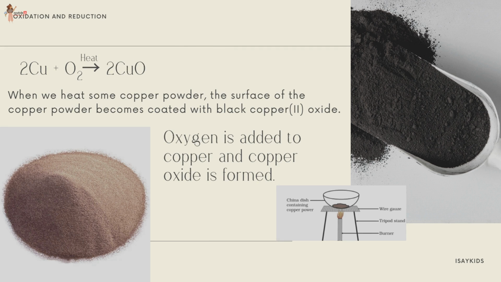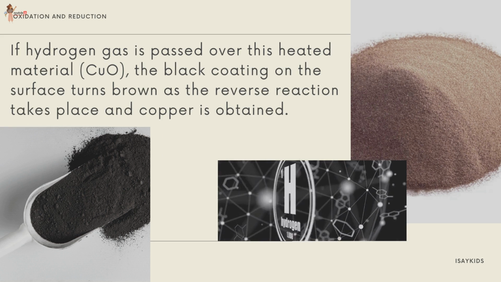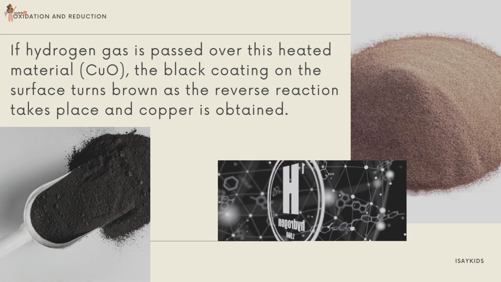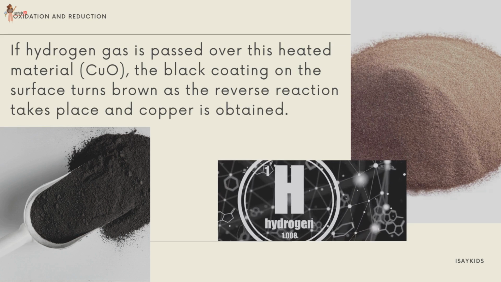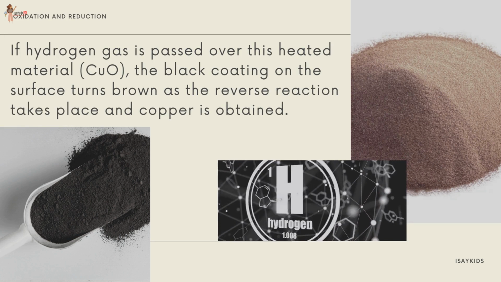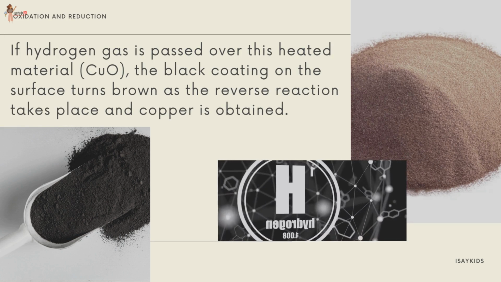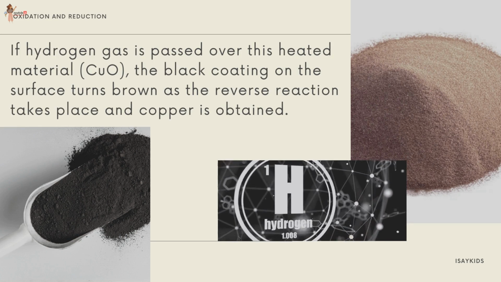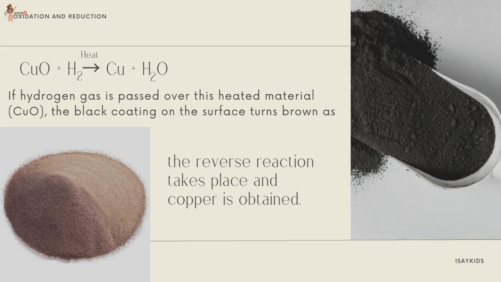Now, can we reverse this reaction? Let's try. If hydrogen gas is passed over this heated material, which is copper oxide, the black coating on the surface turns brown as the reverse reaction takes place and copper is obtained. That is, CuO plus H2 gives Cu plus H2O upon heating.